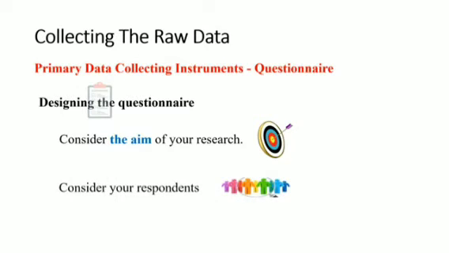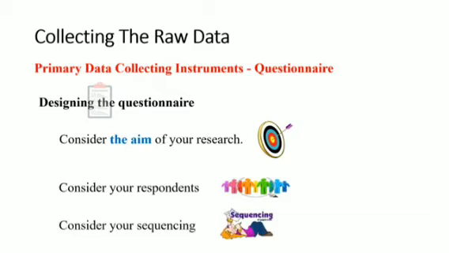Your second consideration is your respondents. Age, sex, educational level, religion are all factors that should be considered when you are framing your questions. This is because some questions can be deemed offensive, and your aim should be to have each respondent respond to your questions in a comfortable way. Your third consideration is your sequencing. This adds order to your research questions.